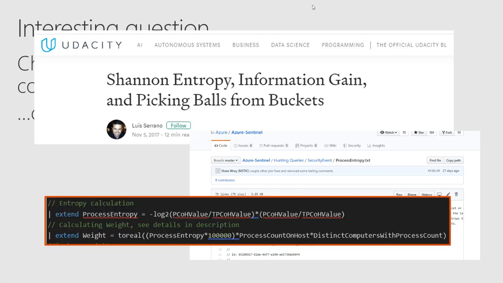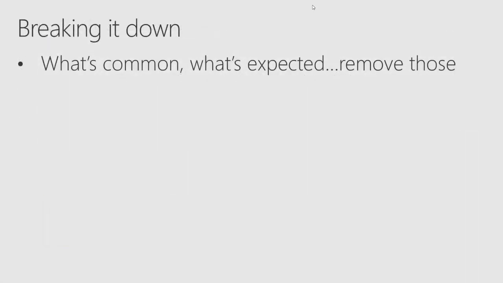The main piece of this is just a simple calculation. The one that says extend process entropy there, that's just a log calculation. You have to generate the values there, and I'm going to walk through that. And then we also added a weight, and I'll talk about what the weight is. But you can see here that this was nothing security specific. I just took a concept and said, hey, let's apply it and see what value it gives us. Right, so let me go ahead and break down the query.